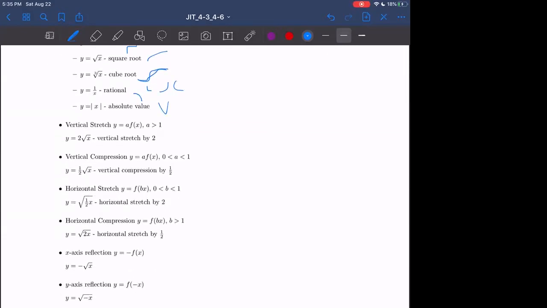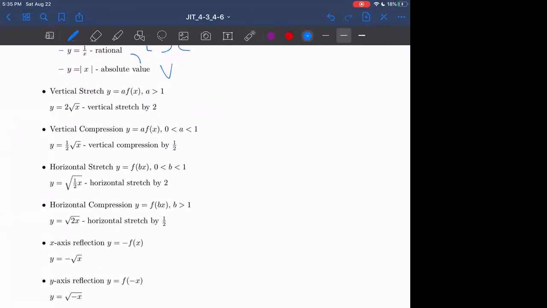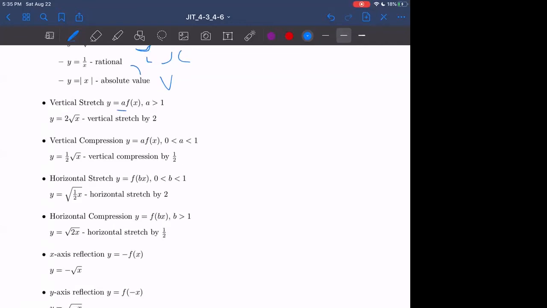And then in addition to shifting up, down, left, or right, we could do a stretch. So a vertical stretch. If we're multiplying a function by a constant on the outside of the function, so if we're multiplying by 2, and that's outside of our square root, it's doing a vertical stretch by 2. Okay, so all of the y values will get doubled. So if we start off with just a regular square root function, all of the y values get doubled. So we're stretching it all up.